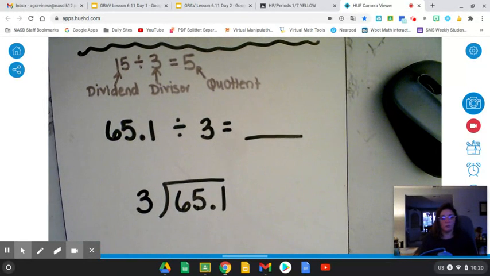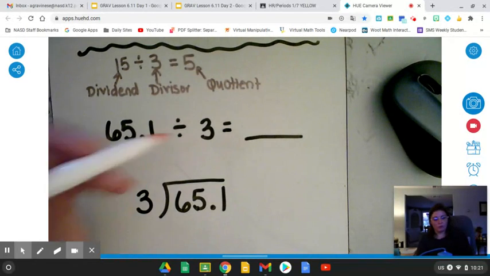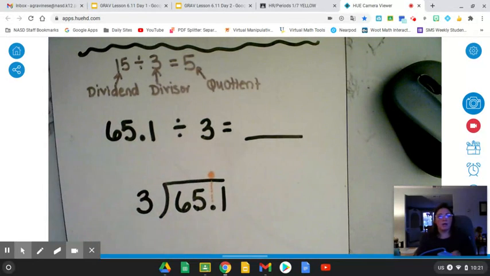Again, this follows the same rules as dividing with whole numbers. The only difference between dividing whole numbers and dividing a decimal by a whole number is what you do with the decimal point. Okay? As Mr. Abbott loves to say, raise the roof. What does that mean? That means that we take our decimal point that is in our dividend and we put it straight up top onto the roof. We raise the roof. Okay, so it goes right up top.